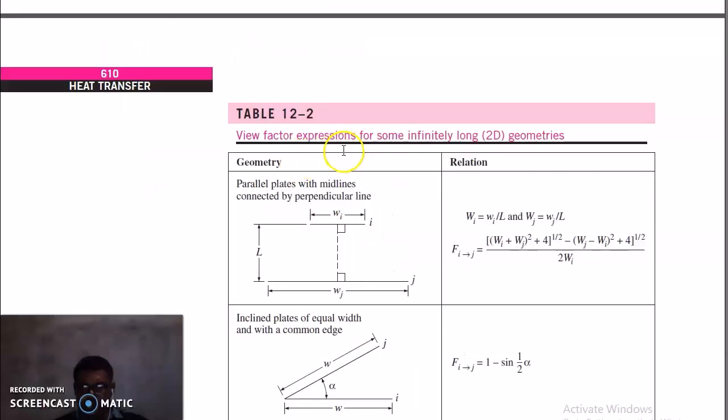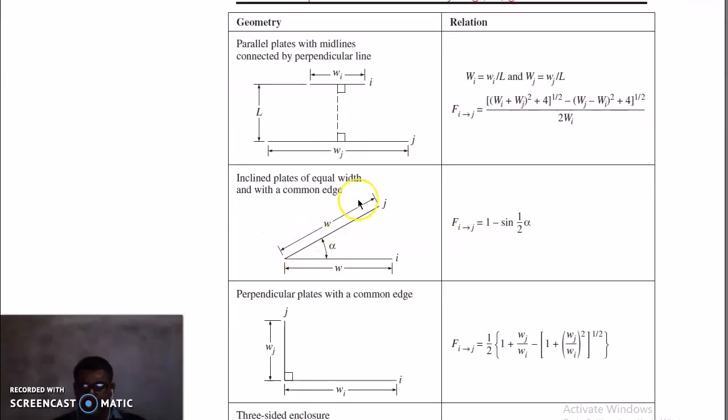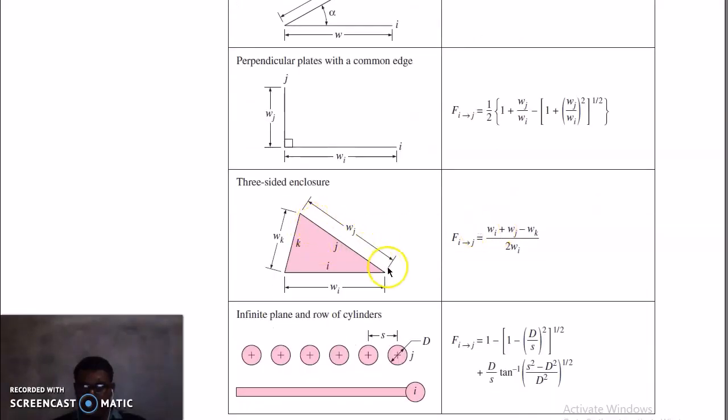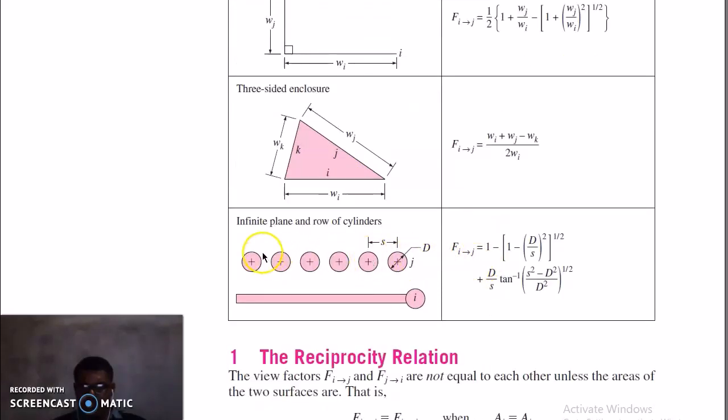These are view factor expressions for some infinitely long 2D geometries, with widths Wi and Wj, and this distance is L. So Fij can be found from here, where wi is Wi by L and wj is Wj by L. Then there are inclined planes of equal width with a common edge at angle alpha, and perpendicular plates with a common edge. This is the view factor for a three-sided enclosure. This is the view factor for an infinite plane and a row of cylinders. This is your infinite plane and this is the row of cylinders, so we have to find the view factor.